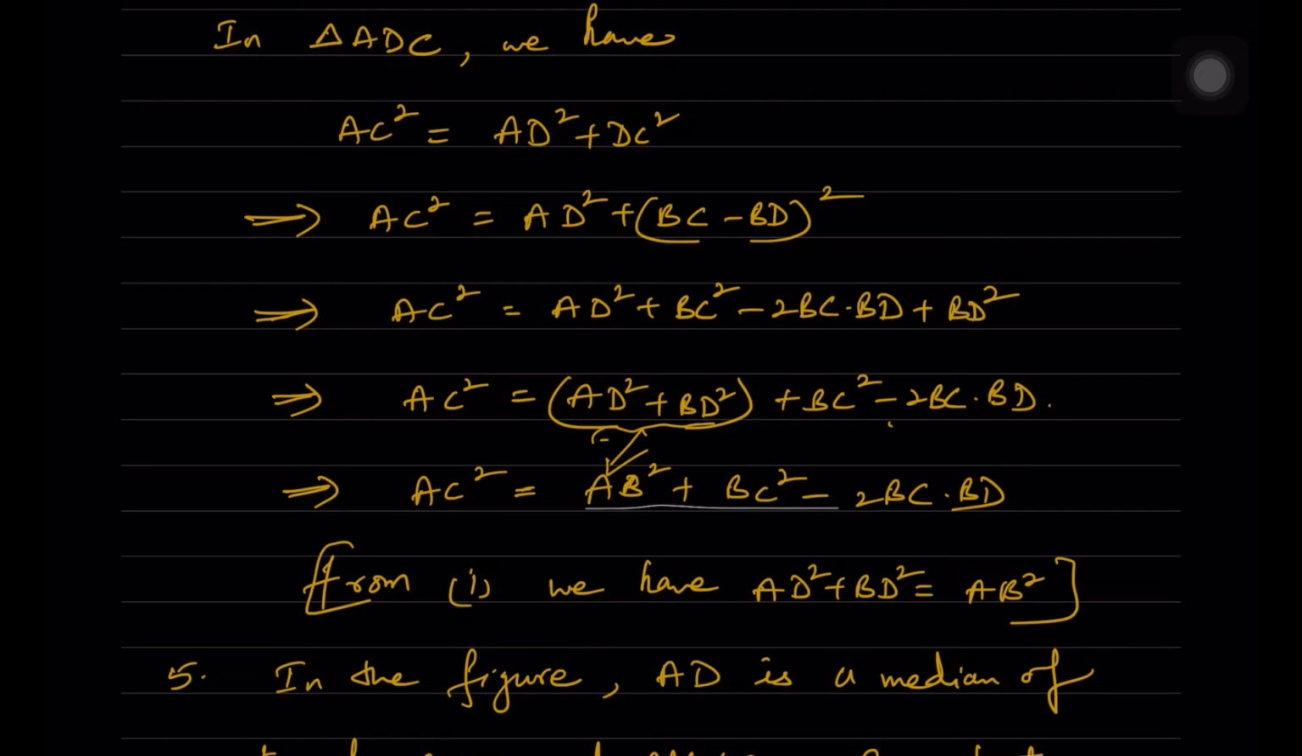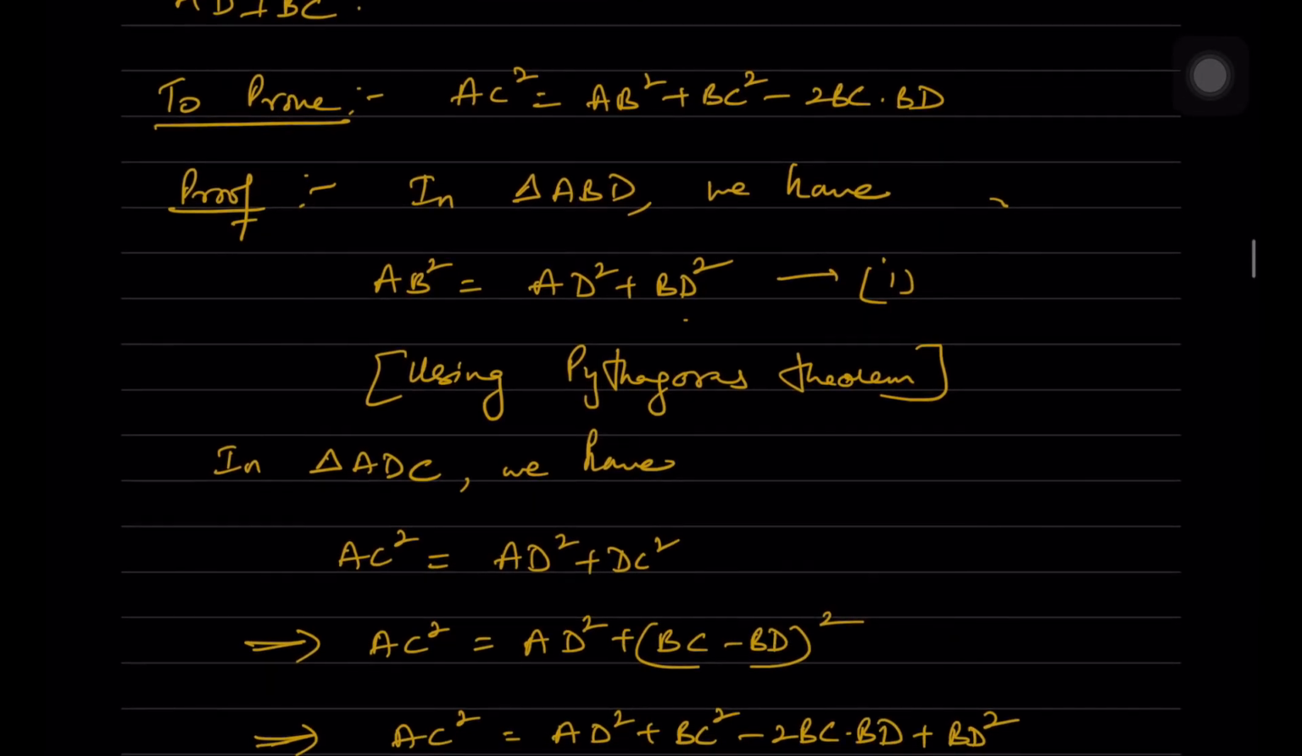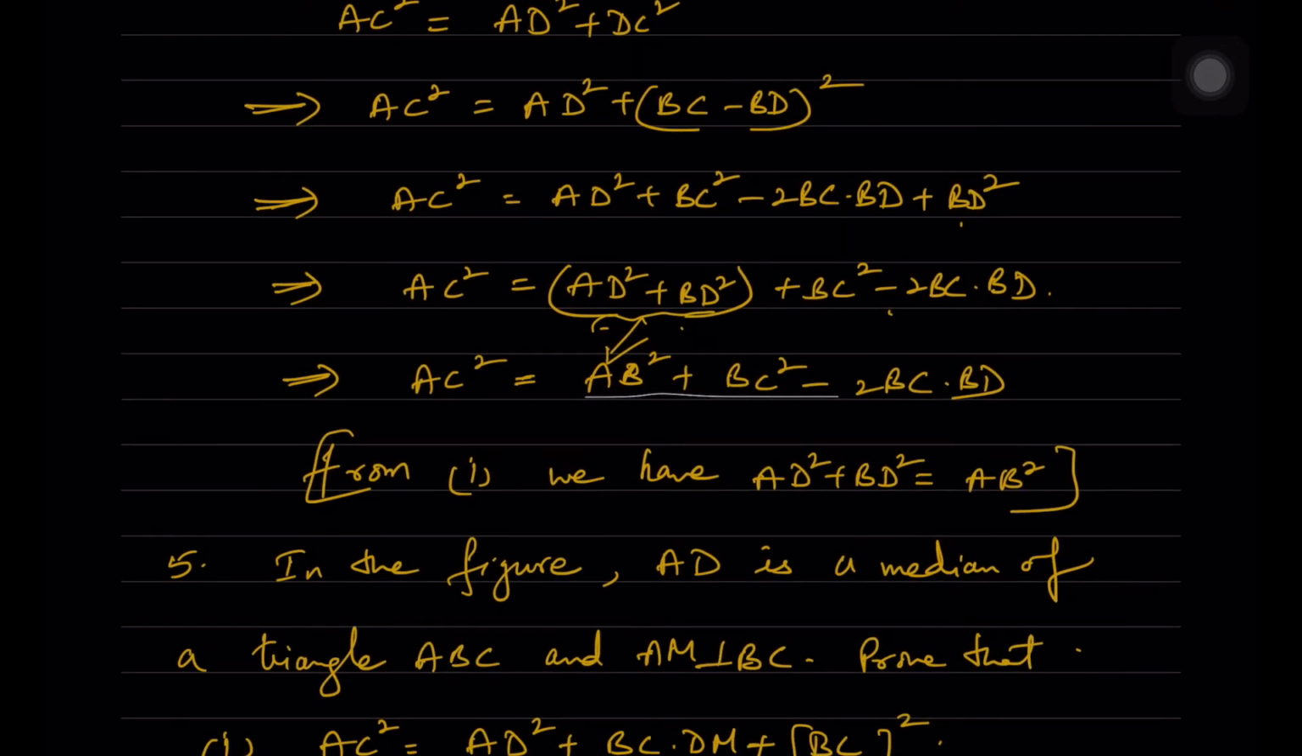So you are getting AC square is equal to AD square plus BC square minus 2BC into BD plus BD square. Which implies that AC square is equal to AD square plus BD square, taking this BD square together here, plus BC square minus 2BC into BD. And you have proved from this part already that AB square is equal to AD square plus BD square. So now you have written here AB square plus BC square minus 2BC into BD, hence proved.